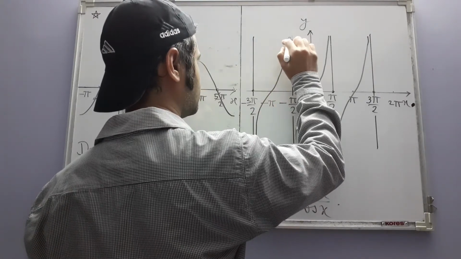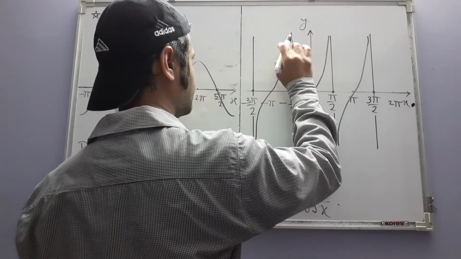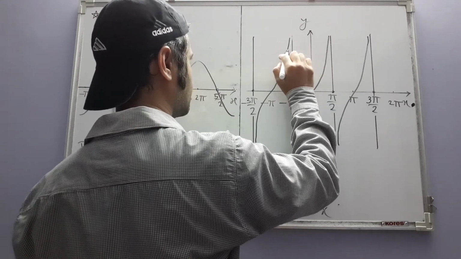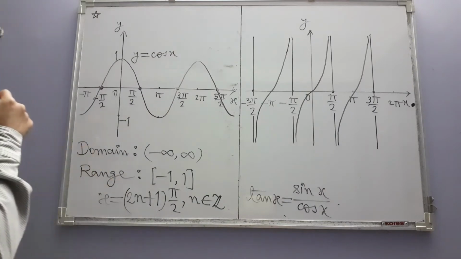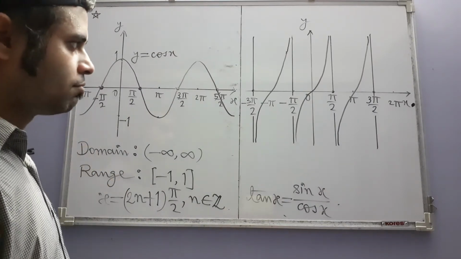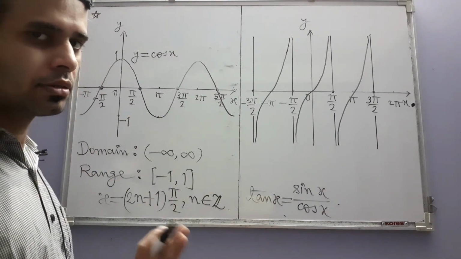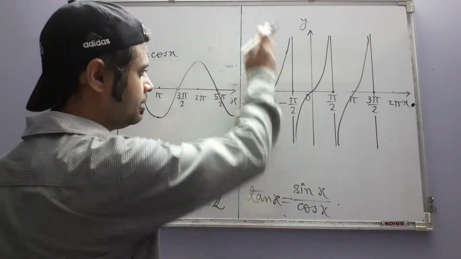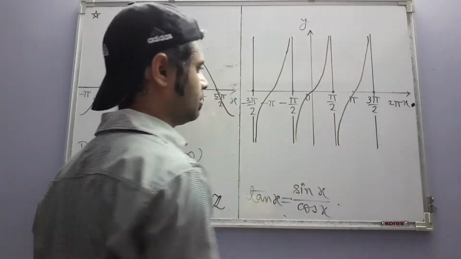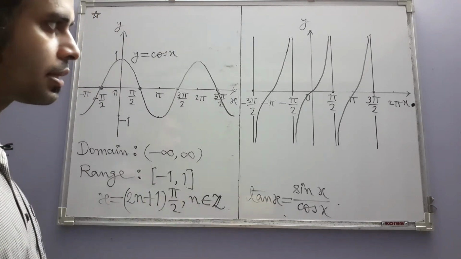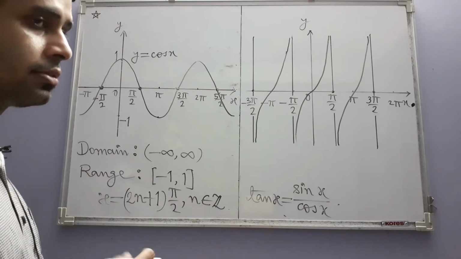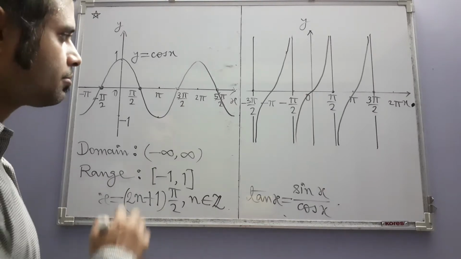It will not touch this line. It will get closer and closer to this line without ever touching it. The vertical lines, of course, are not parts of the graph. These curves are. Okay, so here the graph is disconnected, it's not in one piece.